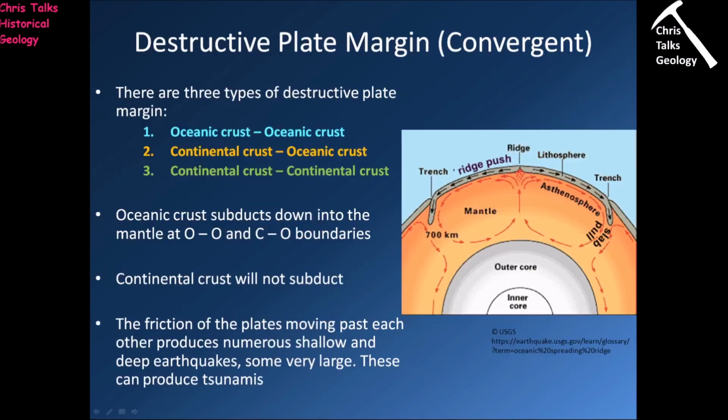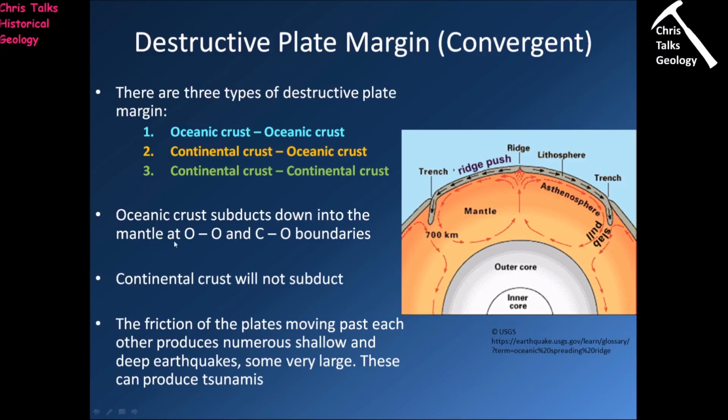Now we have to think about destructive plate boundaries, which are called convergent plate boundaries. This is where we have pieces of crust banging into each other. Because we have two different types of crust, there are actually going to be three different types of boundaries. We're going to have convergent boundaries where oceanic crust meets oceanic crust, where continental crust meets oceanic crust, and where continental crust meets continental crust. These are going to produce different types of boundary with different conditions.